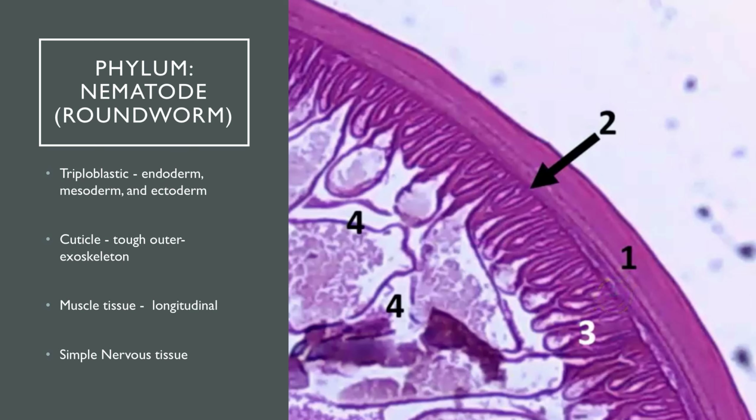The first phylum that I will be talking about is phylum Nematoda, the roundworm. Nematoda is a triploblastic animal, which means they have three tissue layers. An endoderm, which is the innermost tissue layer that lines the pouch that forms during gastrulation and becomes the lining of the digestive tract and of organs like lungs, pancreas, and liver.